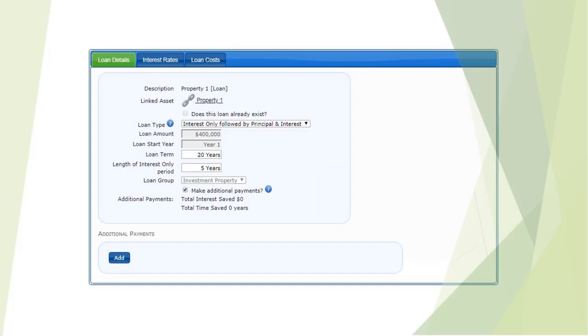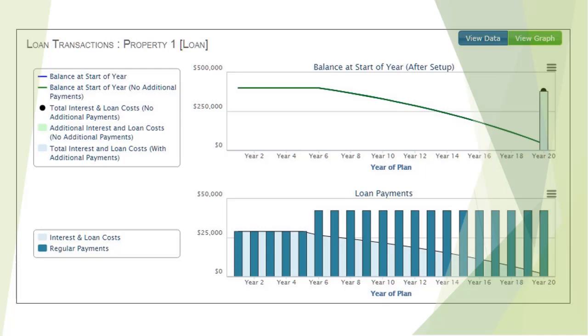The recommended loan is a 5-year interest-only loan followed by a 15-year principal and interest loan. This loan was selected so that loan payment cash flows could be exampled. In this example, the plan wanted to start building up funds in a high-growth managed fund.